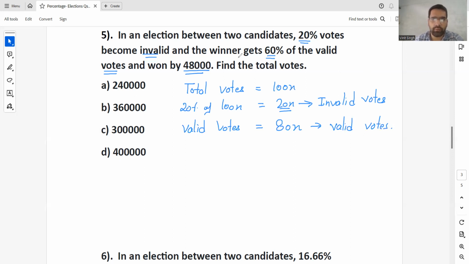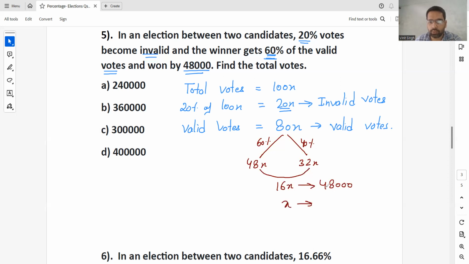Now, the winner gets 60% of the valid votes. If the winner gets 60%, then the runner-up will get 40%. Clear? 60% of 80x is equal to 48x. 40% of 80x is equal to 32x. Now, the winner gets 48x and the runner-up gets 32x. Here the difference is equal to 16x. Now the winner gets 16x more votes than the runner-up. And this 16x is equal to 48,000.